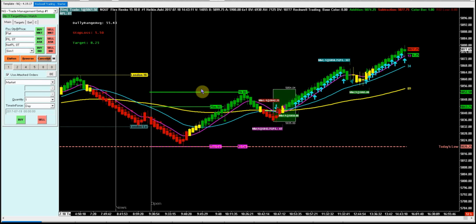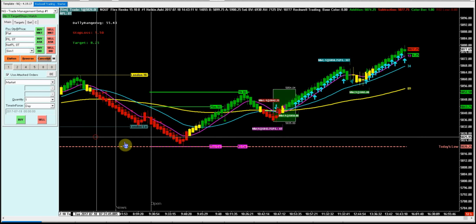I wouldn't. To me, it's still saying choppy. It's still saying choppy. See this little square there? That's when everything came together, and that's when the market took off. And I can show you that.